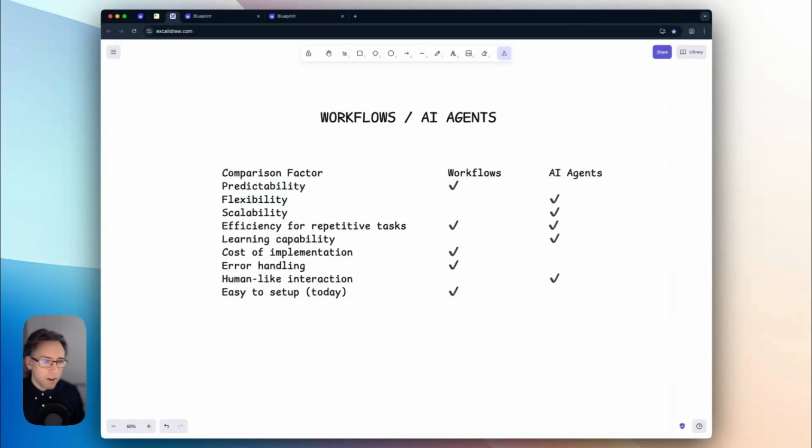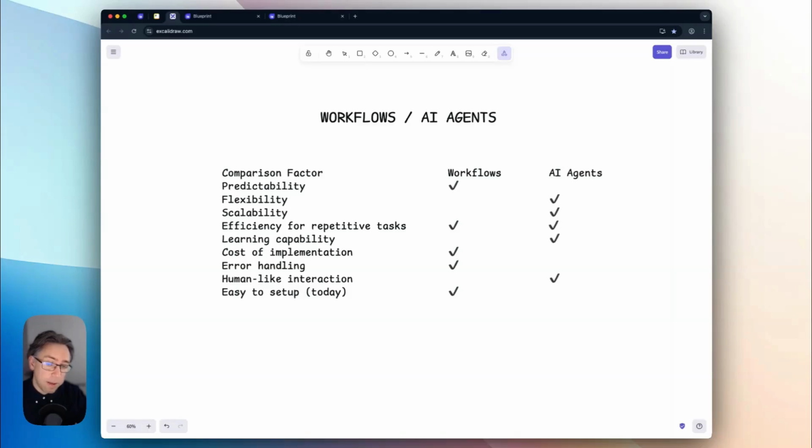Because they can be very specific. That does not necessarily mean that AI agents cannot perform error handling. They certainly can. And in fact, the error handling within the AI agents is a lot more flexible in a sense. But if you want to perform specific actions when specific errors occur and you want to be very deterministic about how to perform these actions, then workflows win. And in terms of human-like interaction, needless to say, AI agents are the winner.